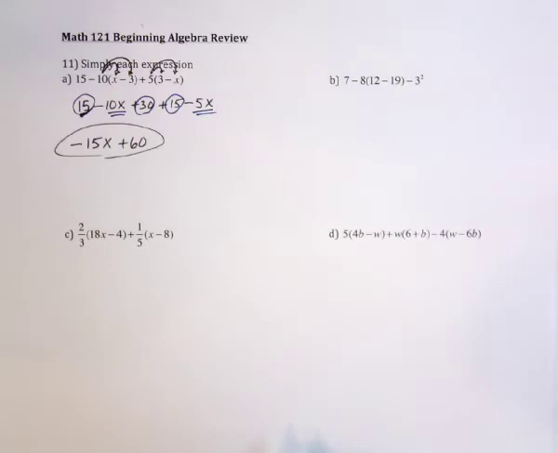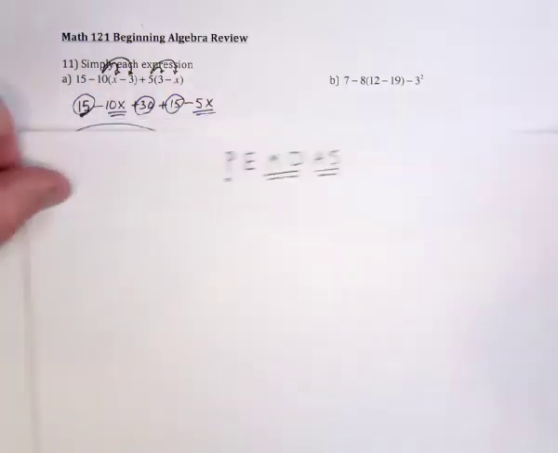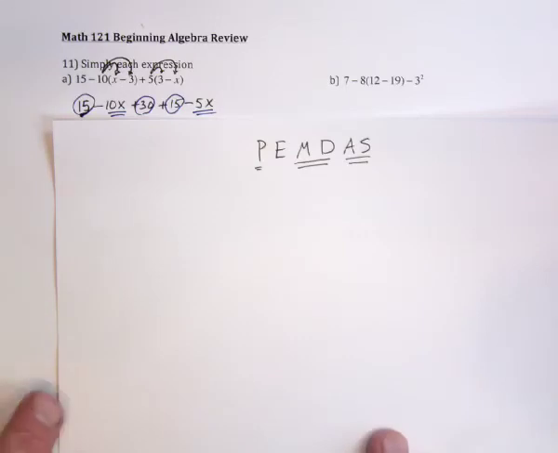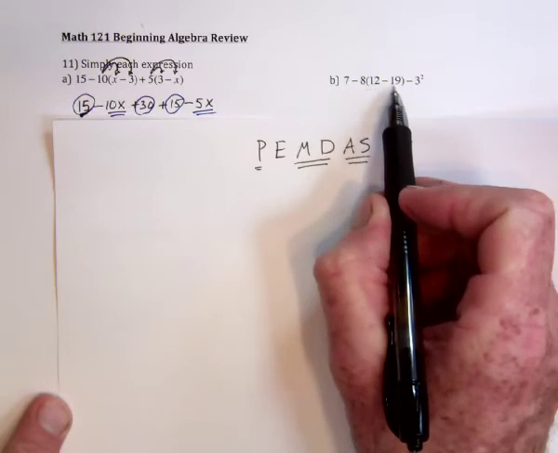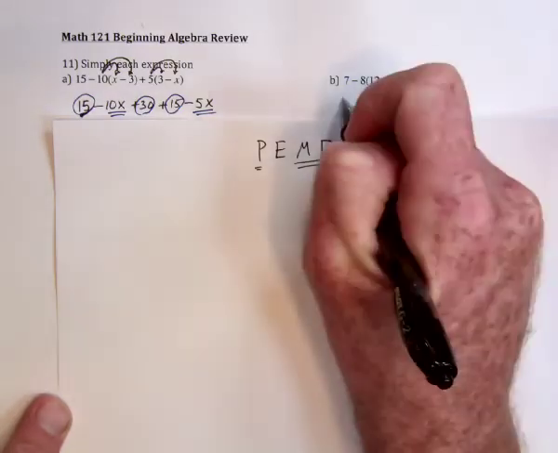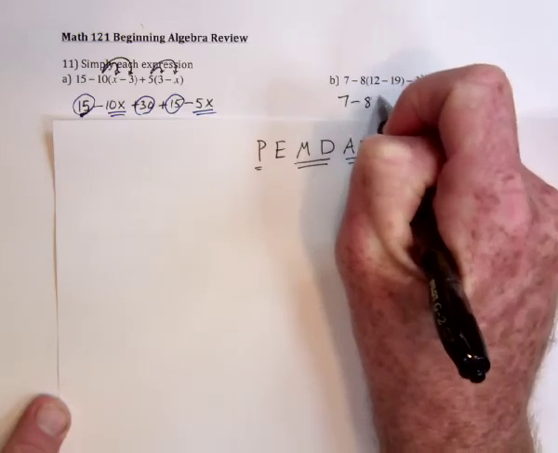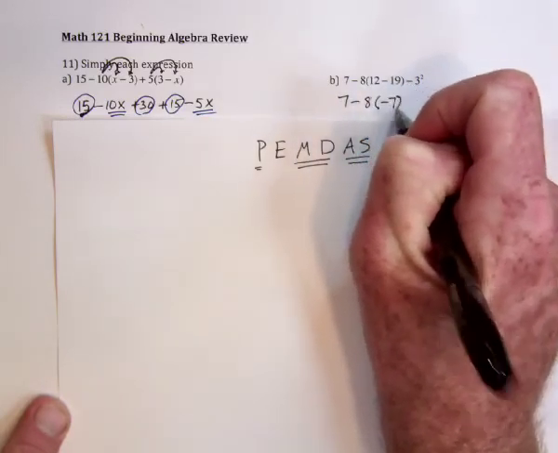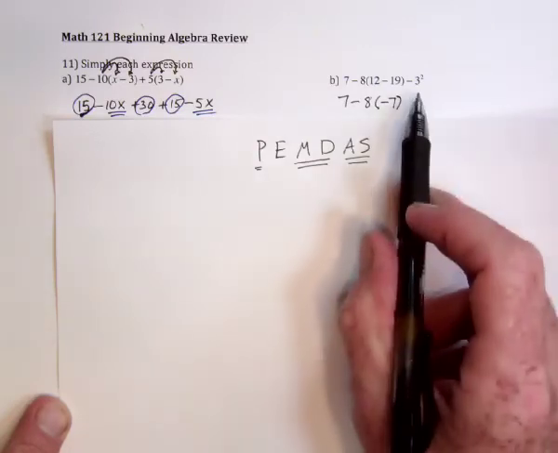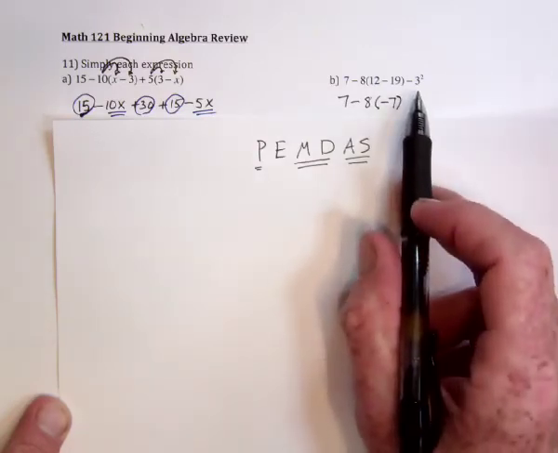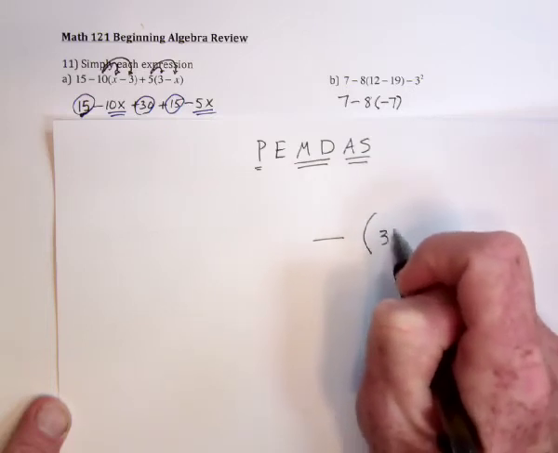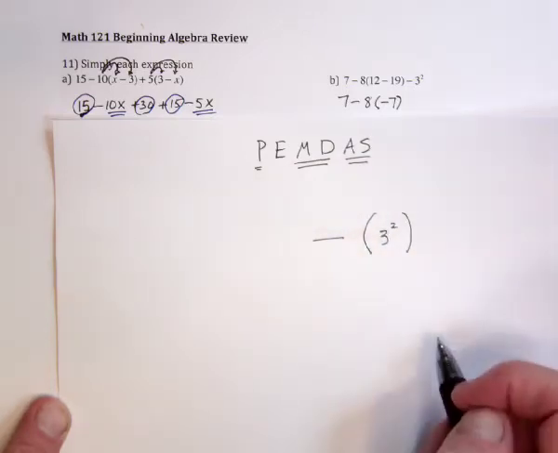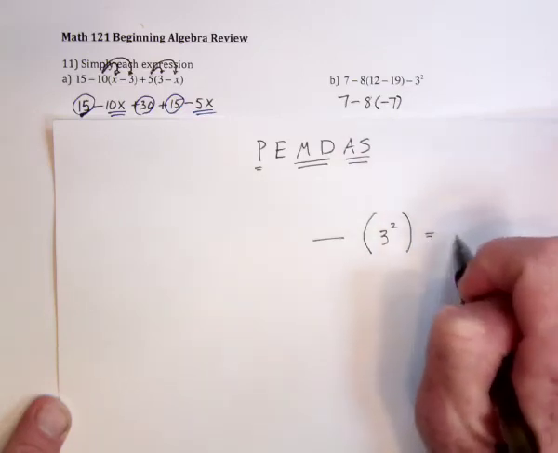Okay, back to the order of operations. So over here, working inside the parentheses first, you need to subtract 12 minus 19 is negative 7. So we've got 7 minus 8 in parentheses, a negative 7. Next, we can go ahead and do this one with the exponents. When this does not have parentheses, then it basically means there's a negative sign, and then the 3 is being squared. So this is going to result in a negative 9.